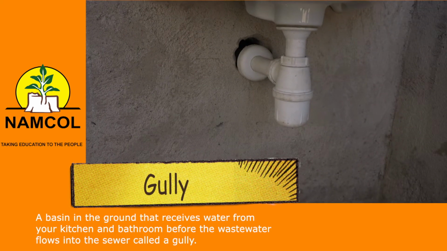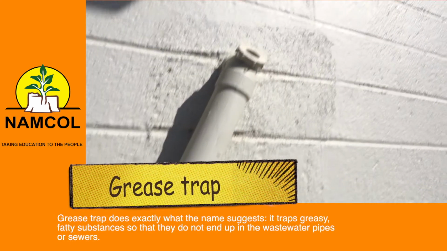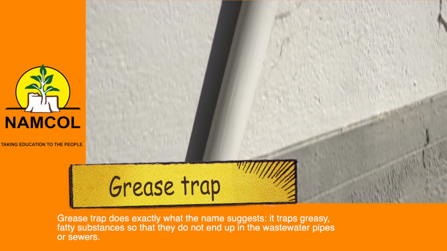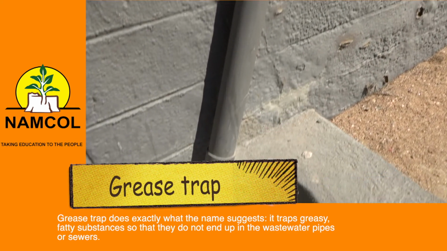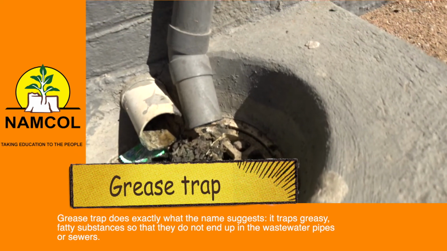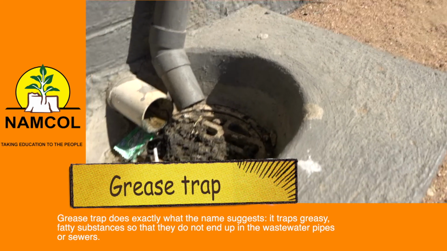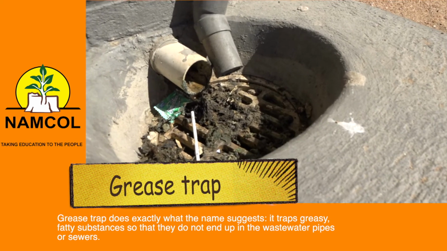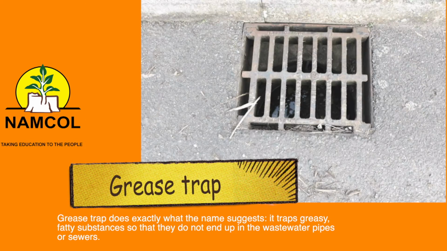The last water fitting is a grease trap. A grease trap is also a water fitting that traps the grease or fat substances so that they do not end up in the wastewater pipes or sewer. You normally find them in the kitchen.